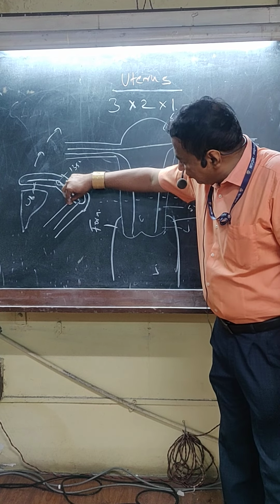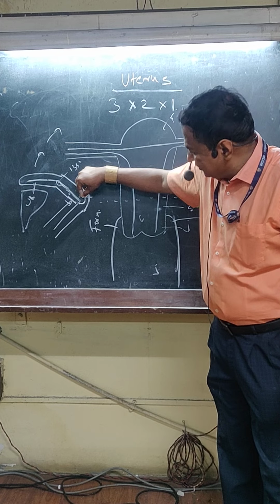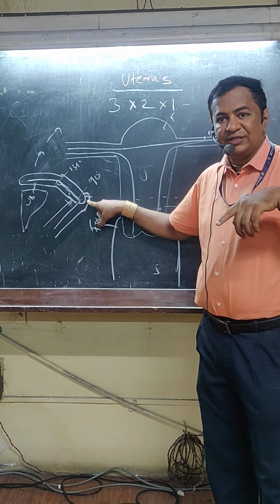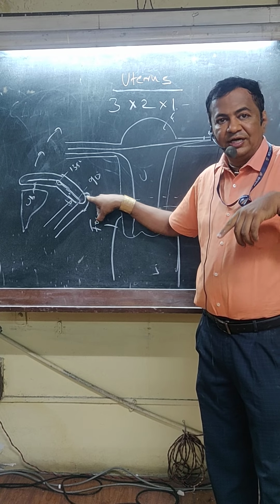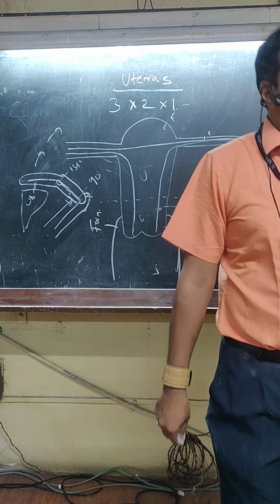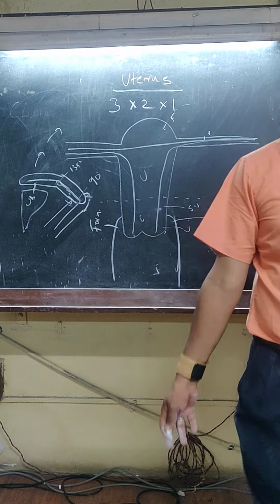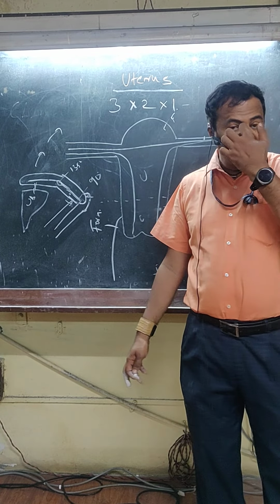Now here you can see two more fornices, the anterior fornix and the posterior fornix. So there are two lateral fornices, an anterior fornix and a posterior fornix.